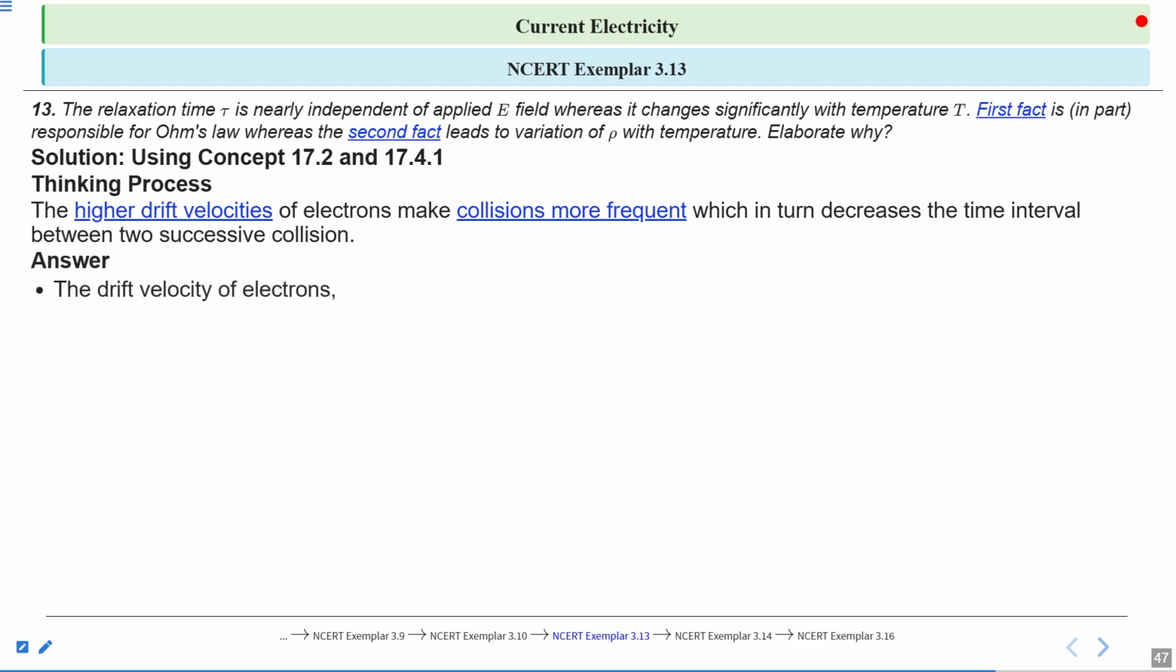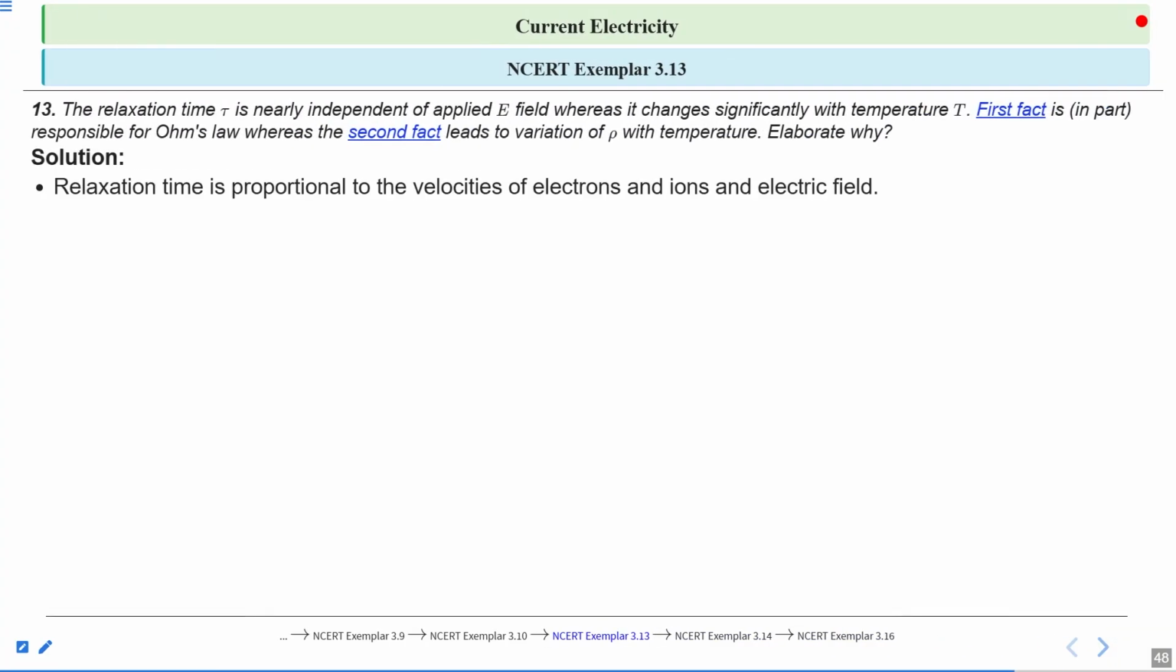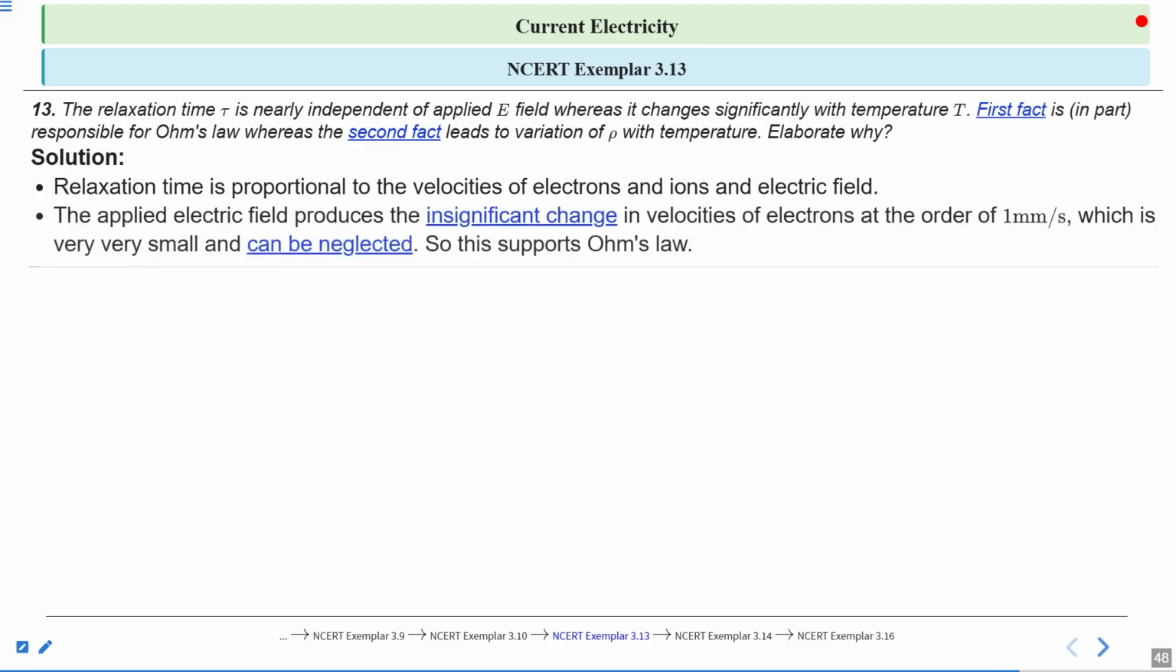So the drift velocity of the electrons is given by Vd equal to eE upon m tau. By rearranging, tau will be equal to m Vd upon eE. So tau is dependent upon Vd and E. So tau is directly proportional to drift velocity and inversely proportional to electric field. So relaxation time is proportional to the velocity of the electrons and the electric field both. So the applied electric field produces an insignificant change.